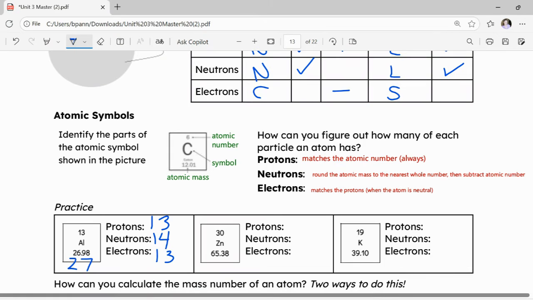Next, we'll look at zinc. Zinc has an atomic number of 30, which means it has 30 protons, 30 electrons. Its atomic mass of 65.38 will round down to 65. 65 minus 30 is 35, so there are 35 neutrons. Finally, we'll look at potassium, whose symbol is K. Potassium has an atomic number of 19, so it has 19 protons and 19 electrons. Its atomic mass is 39.10, which rounds down to 39. 39 minus 19 is 20.